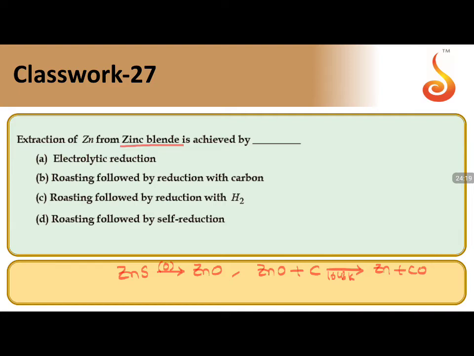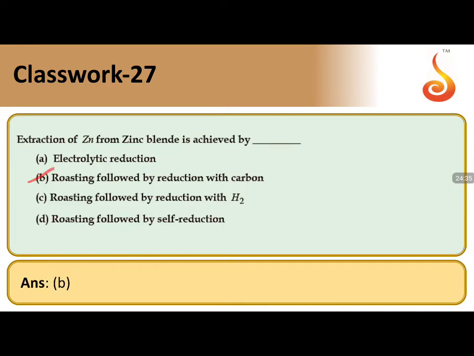So reduction with carbon, the Belgian process, we call. So electrolytic reduction, no. Roasting followed by reduction with carbon, yes. This is going to be the answer. Option B is going to be the answer for this.